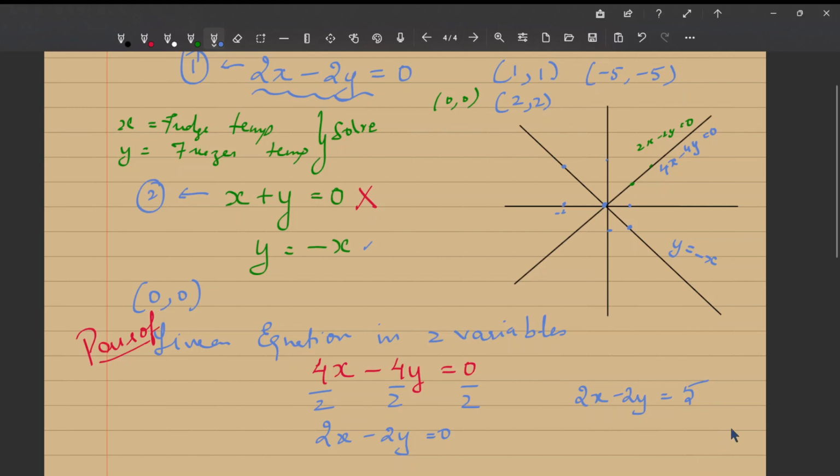Of course, we will see these cases formally later on. This video is just an introduction to a pair of linear equations in two variables, and why we need a pair in order to solve equations in two variables. We will see when the lines are parallel, when the lines are coincident, etc. in our later videos. I hope you understood the motto of this video. Thank you.